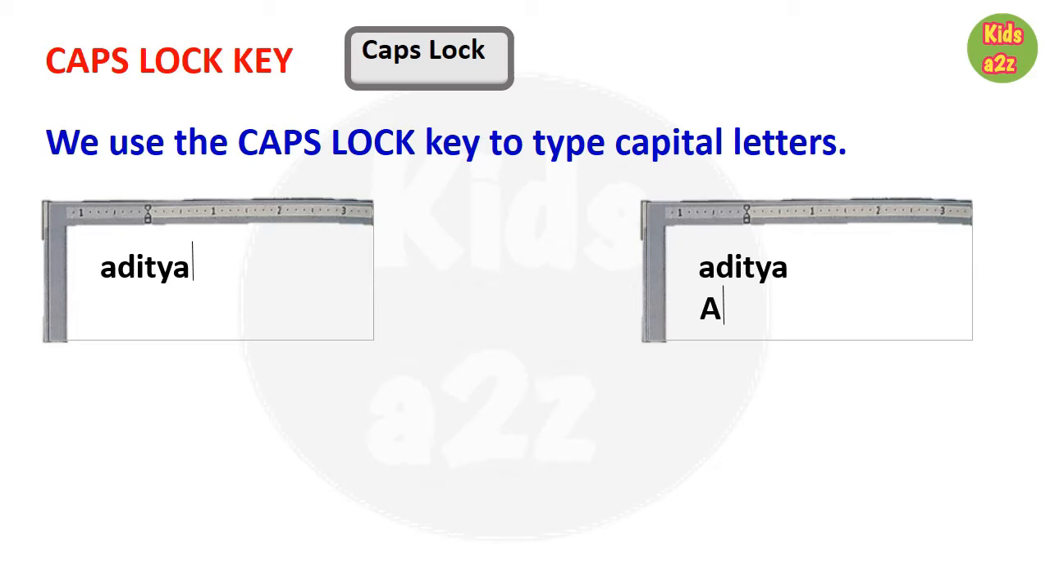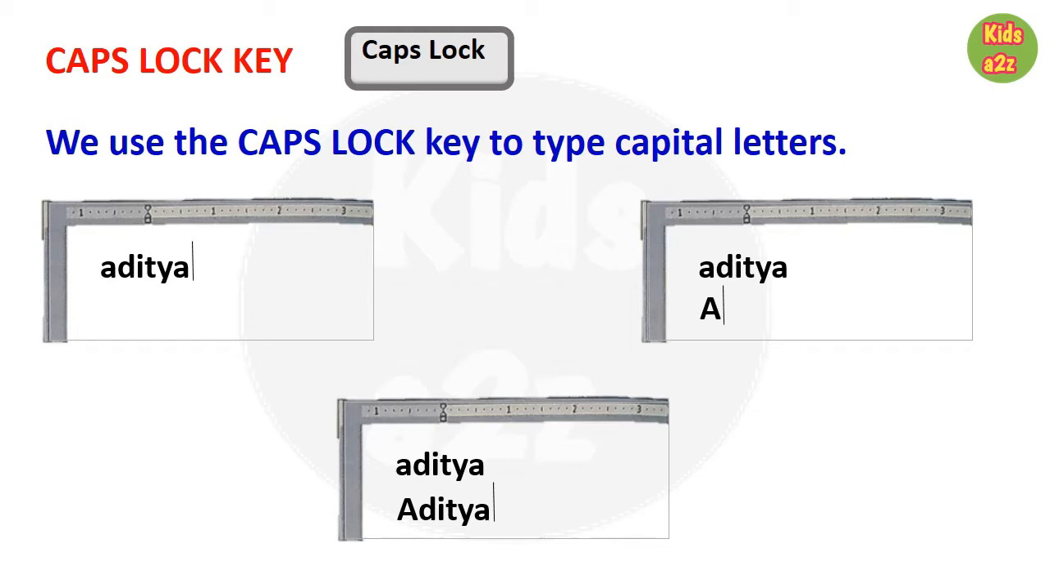See the second picture? Now, he presses caps lock again. So, the caps lock key is turned off. Now, what he types appears in small letters. This is how we use caps lock key.